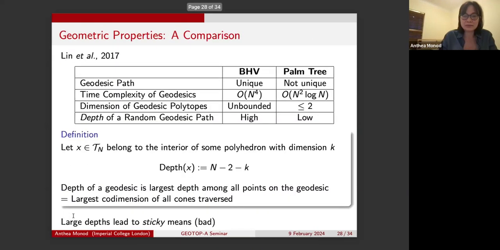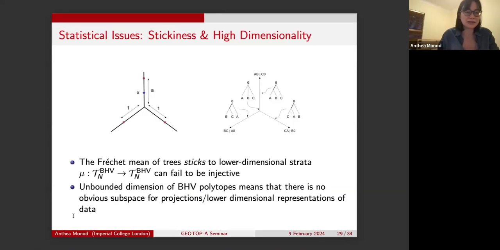I want to skip over this because, despite starting late, I still want to try and finish close to time. As I mentioned before, BHV space has some statistical issues. Two major statistical issues are, first, what is called stickiness. This is the problem of studying how means behave. What's known in BHV space is that the Fréchet means of trees tend to stick to lower dimensional strata.